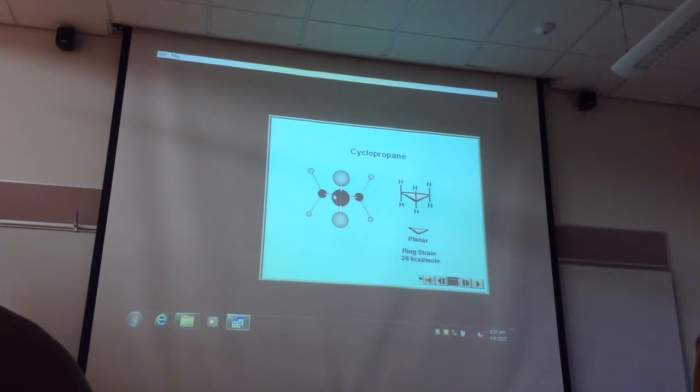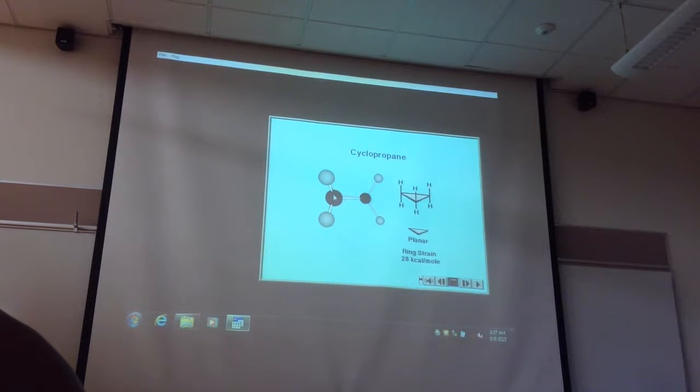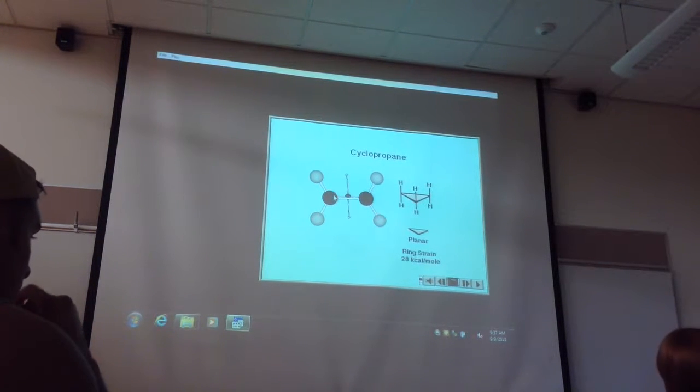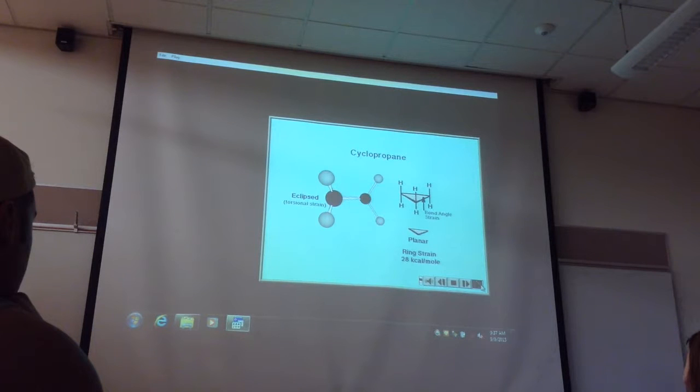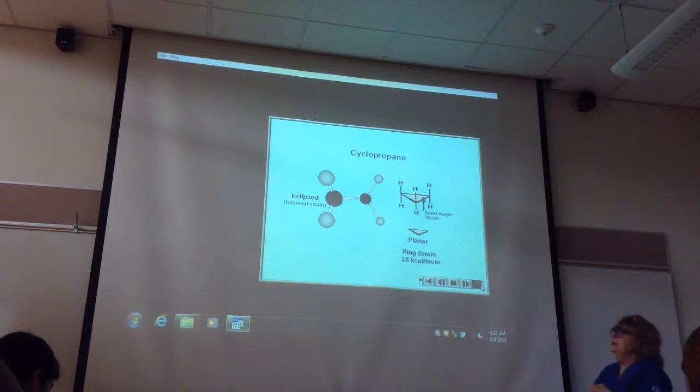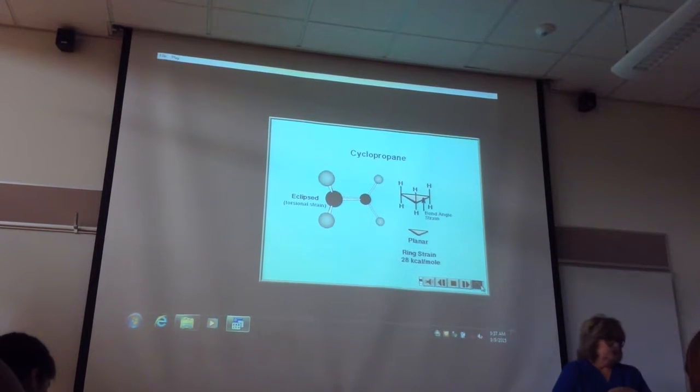When I start rotating my cyclopropane, take a look at what happens when I rotate. Did you see what happened? What has happened? They are eclipsing one another. It's everybody. So not only does the cyclopropane have ring strain, it also has eclipsing, which is the torsional strain. So cyclopropane has the ring strain, and it also has that torsional strain.